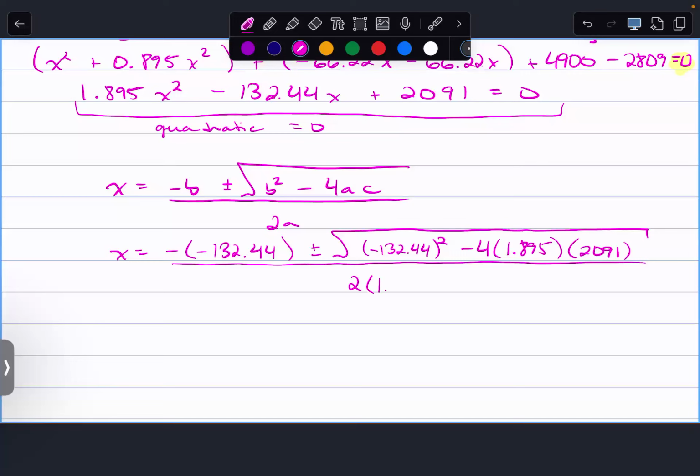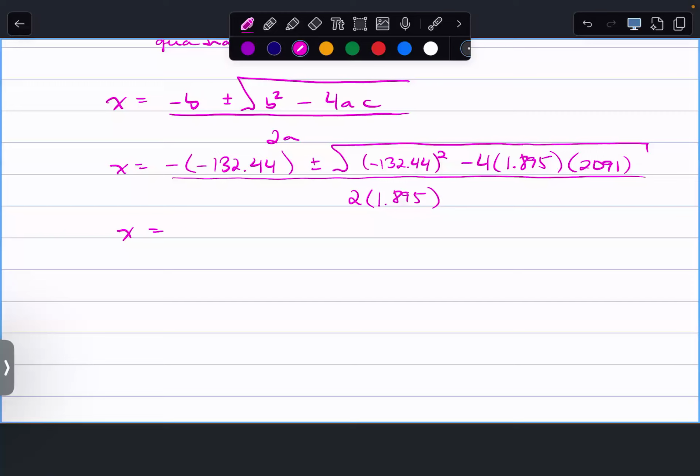Divided by 2 times 1.895. Nice and slow under that square root, right? And so we've got 132.44 squared. Usually when I enter it in my calculator, if I'm squaring a negative number, I usually just drop the negative because I know it doesn't have to be there anyways. Minus bracket 4 times 1.895 times 2,091.